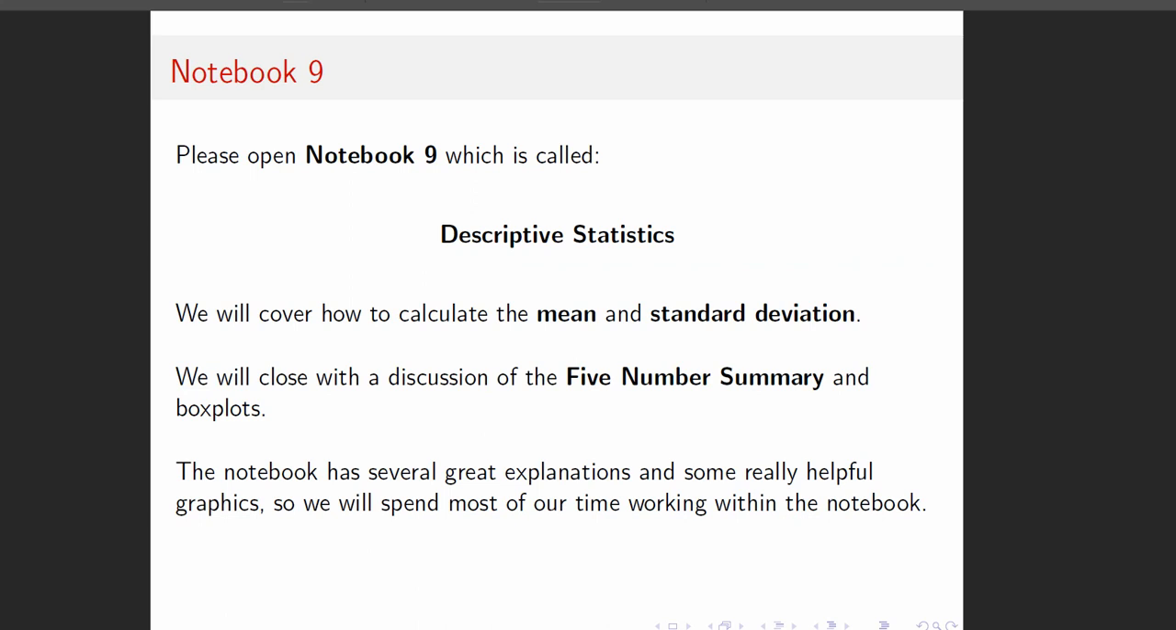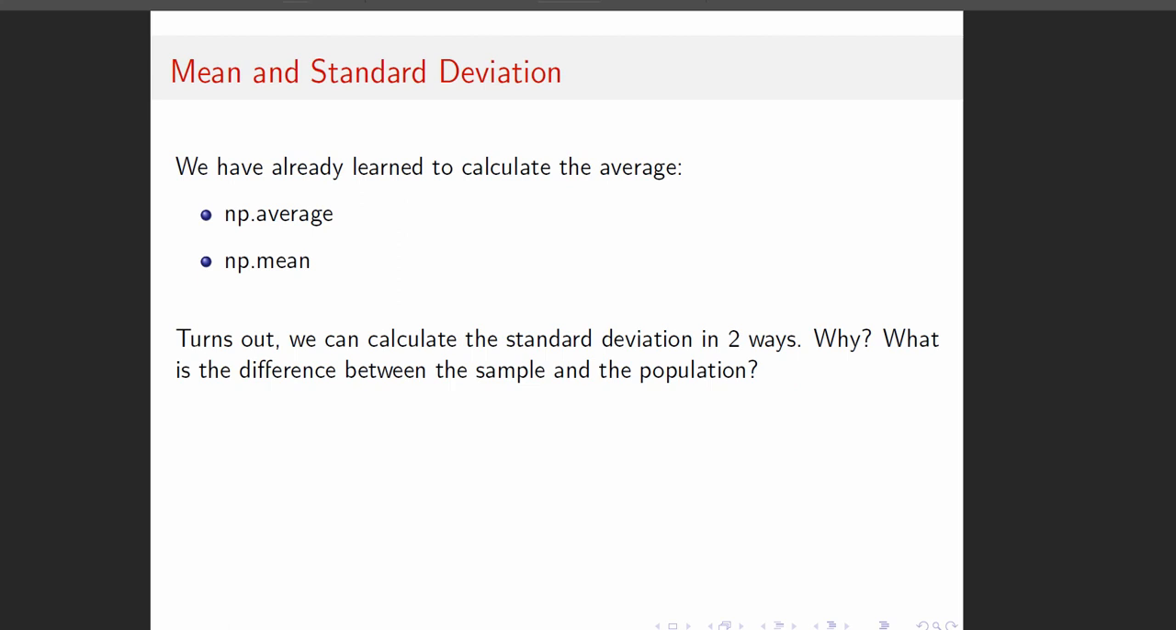Okay, so go ahead and open Notebook 9, and we're going to talk about how to calculate the mean and the standard deviation. There are several interesting things in this notebook, and we're going to spend a good amount of time in it going over the information. But the first thing is we have already learned that we can calculate the average of an array of numbers, right? np.average and np.mean. And then it turns out that we need to consider the difference between the sample and the population. So we have two different ways.